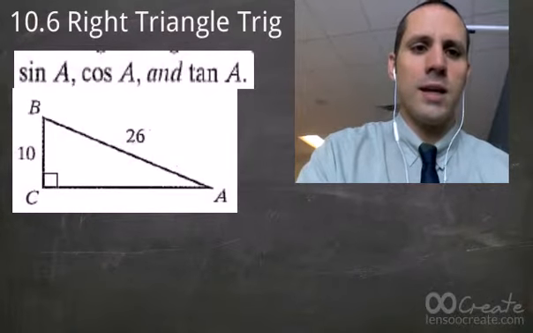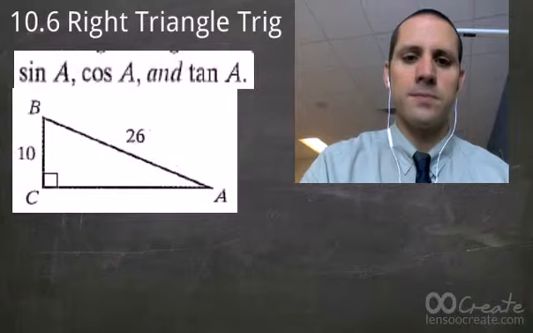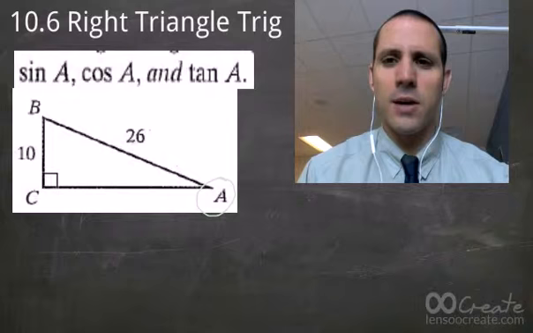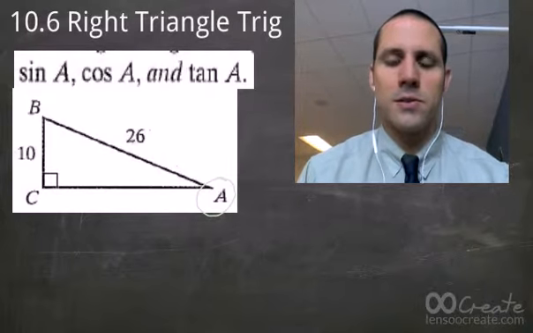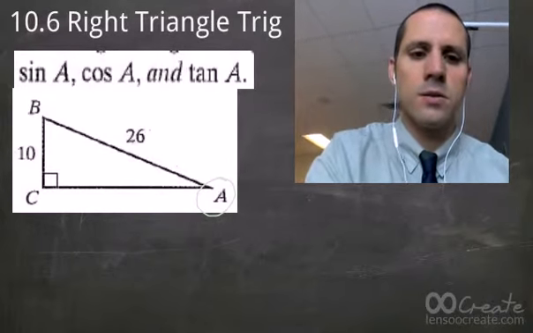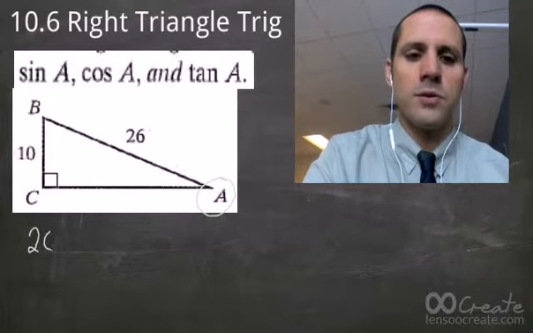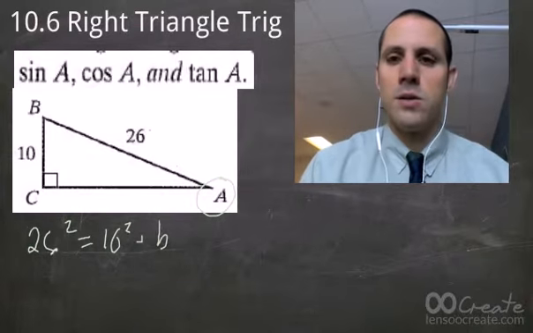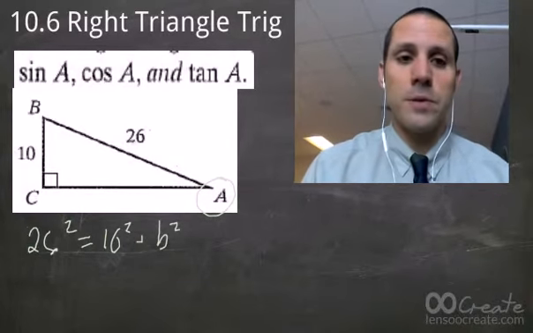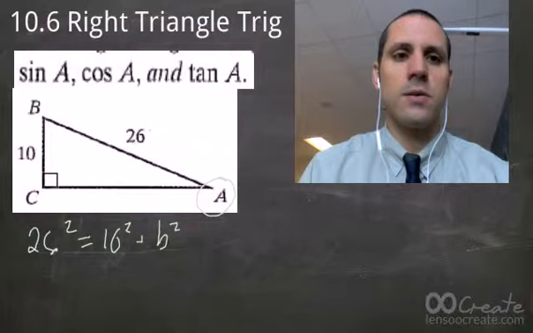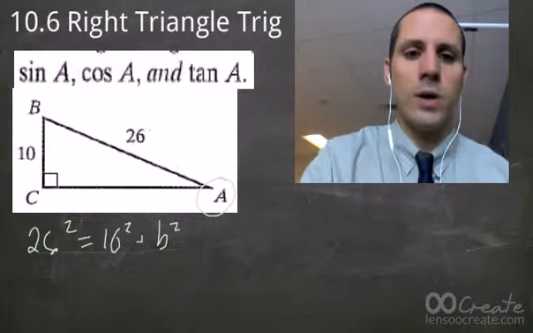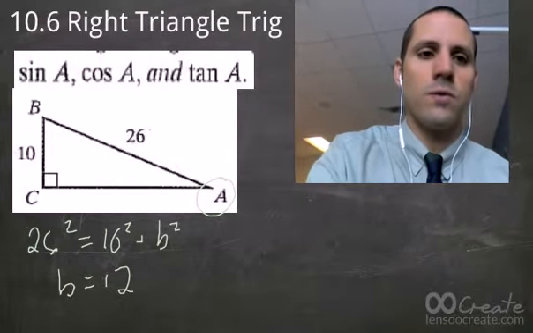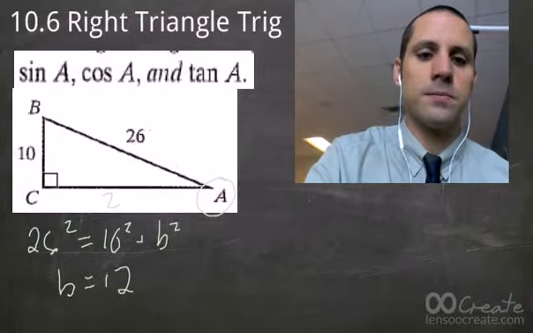All right, let's find the sine, cosine, and tangent of angle A. In order to do that, we will need the adjacent side, so we'll use the Pythagorean theorem. 26 squared equals 10 squared plus side B squared. Do our subtraction and our square root, and we should get B is 24. B is 24. 12 times 2.